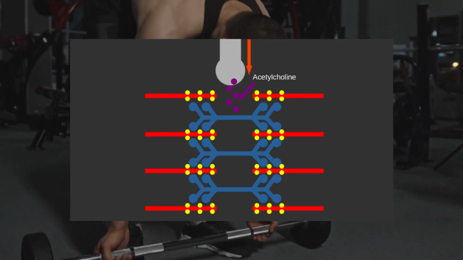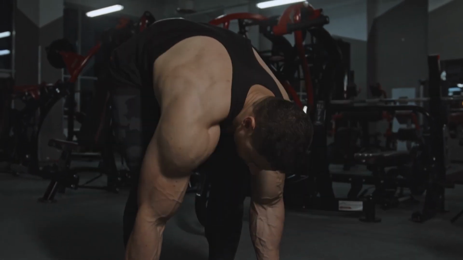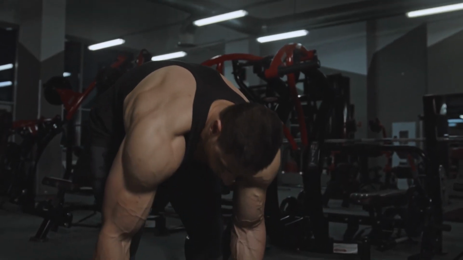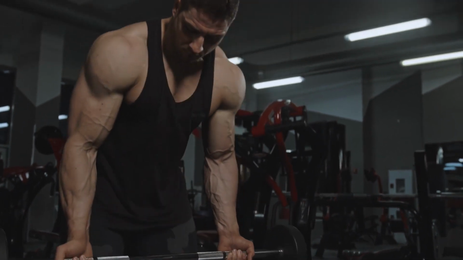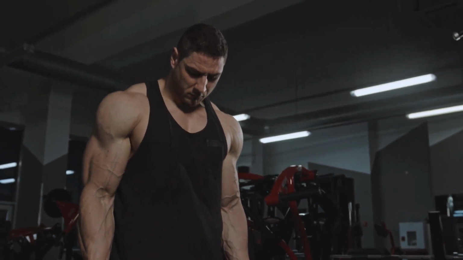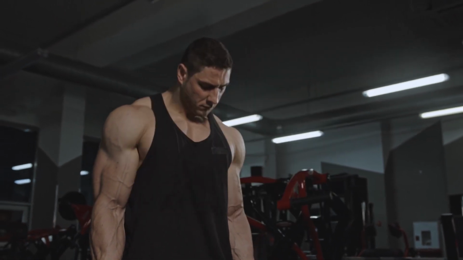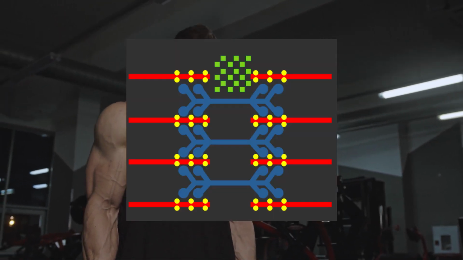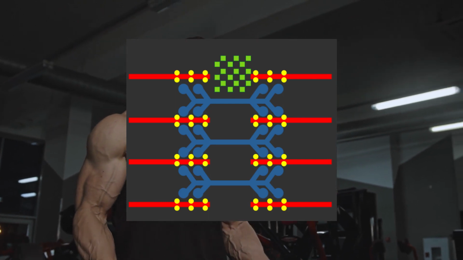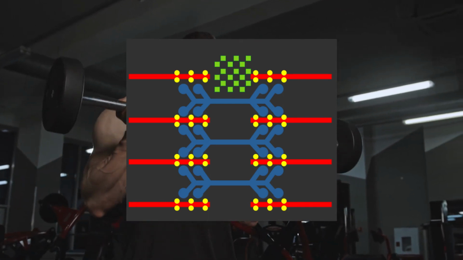Acetylcholine is then going to attach itself to the muscle fiber membrane. What is important here is that the acetylcholine opens acetylcholine-gated cation channels. This allows sodium to flow into the muscle fiber. This causes depolarization, and it opens up other voltage-gated channels, specifically sodium voltage-gated channels.